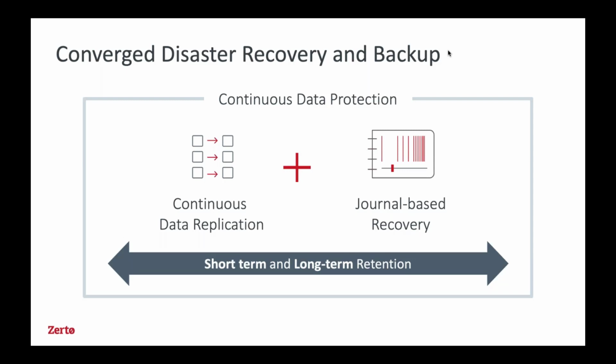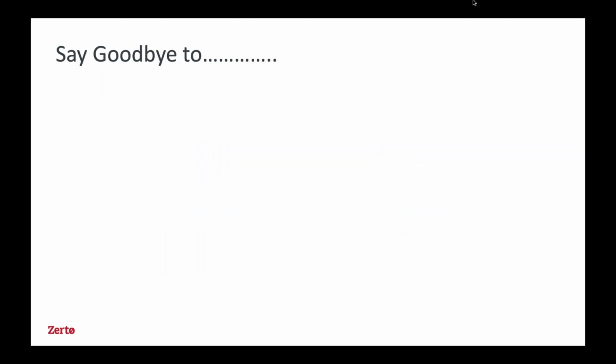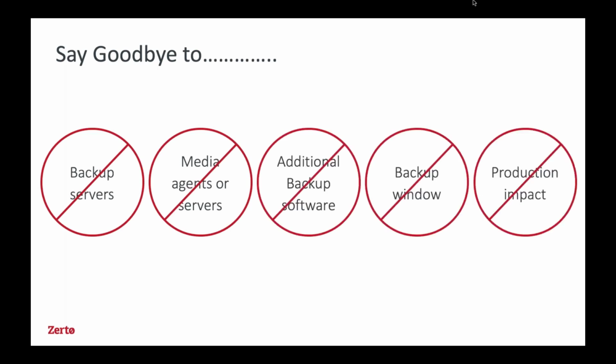Really focused on providing you all that's needed and enabling you to say goodbye to a number of things that have really been, what we've heard is kind of thorns in the side from a legacy backup perspective, like backup servers, media agents, and servers. Think about it this way, there's no agents. Again, you're leveraging the journal as Gijsbert had shown you in the architecture. It's already off-site, it's already protected, and you're making the copy.